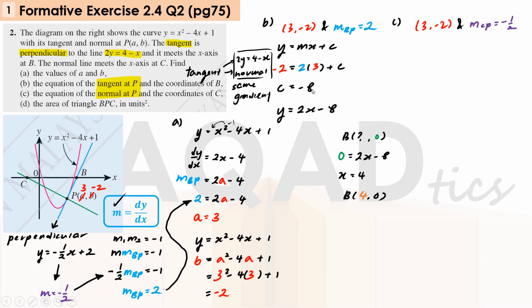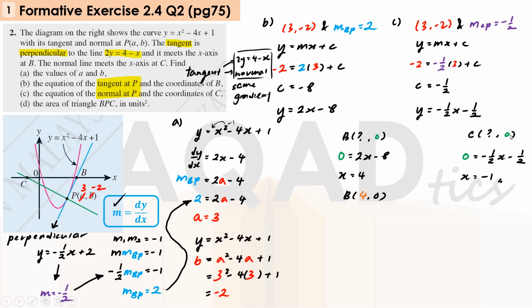To form the equation, it's the same as part B. Use y equals mx plus c, substitute the values in, find the value of c, and get the equation. To find the coordinates of C, it's the same as well, because C is also an x-intercept, so the y value is 0. Substitute 0 for y, and you'll get your x value is minus 1. So C is (-1, 0).